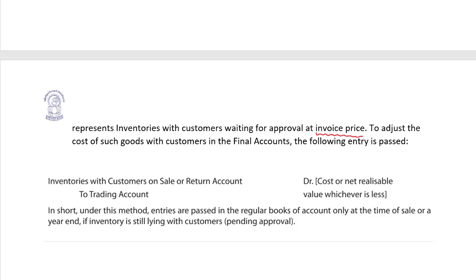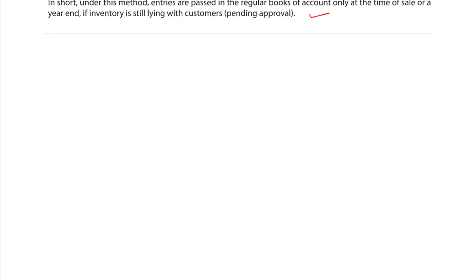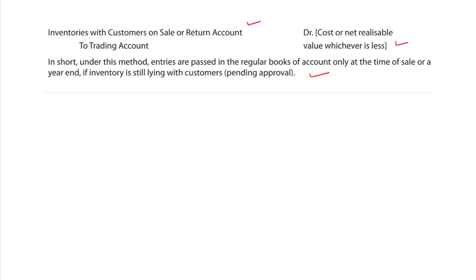To adjust the cost of such goods with customers in the final accounts, the following entry is passed: inventory with customer on sale or return account to trading account, at cost or NRV, whichever is lower. In short, under this method, entries are passed in the regular books of account only at the time of sale or at year end if the inventory is still lying with the customer pending approval. I believe you understood. Let us continue.